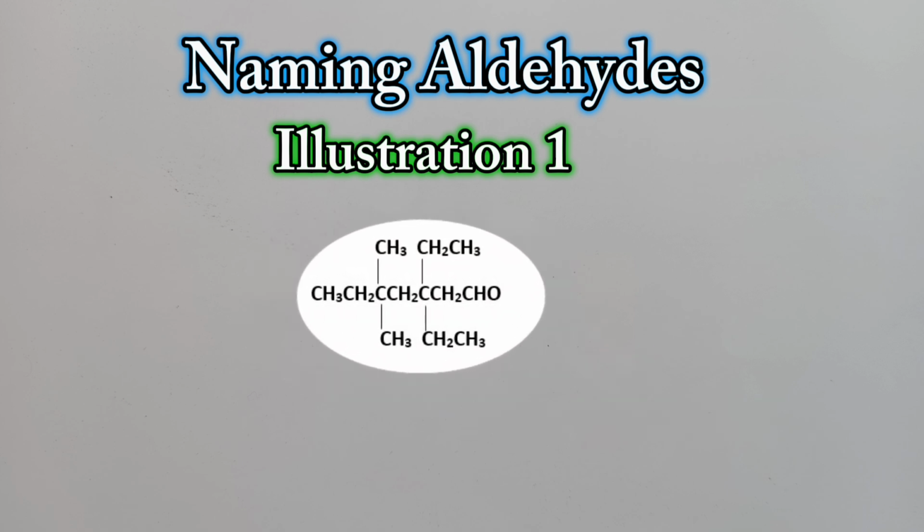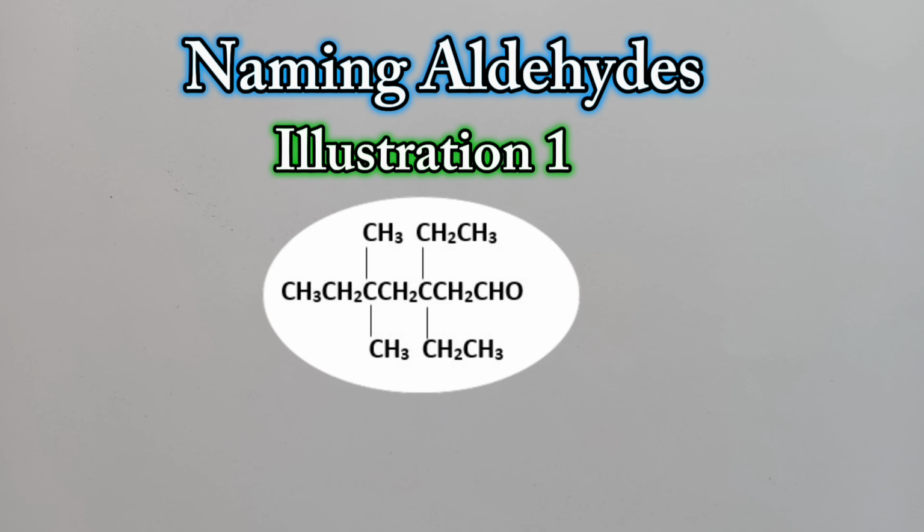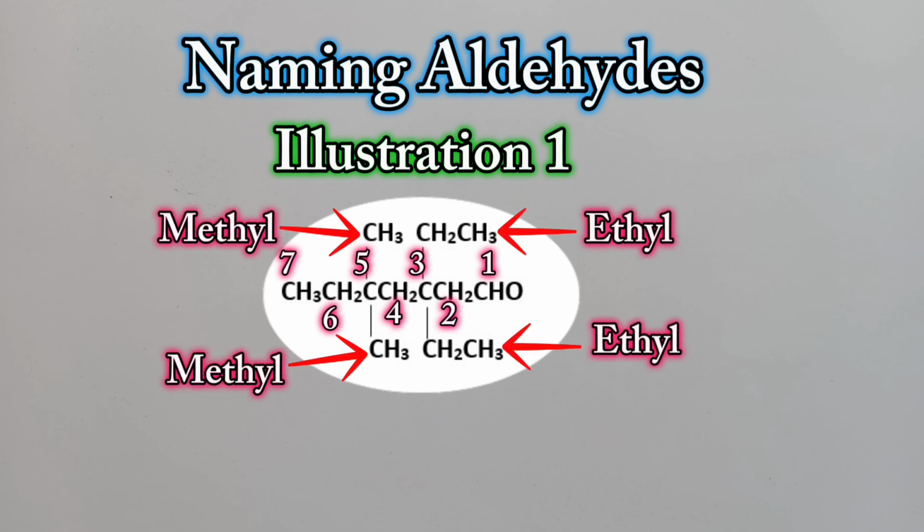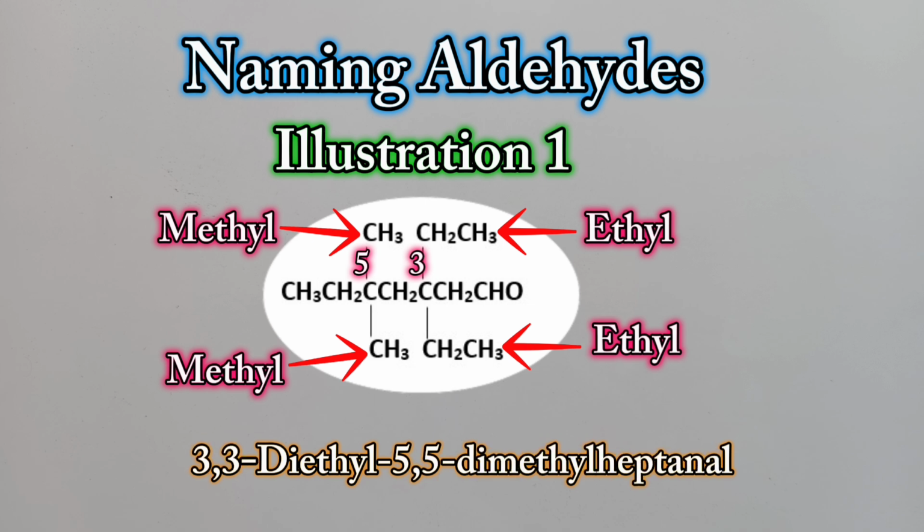The second guideline is that we have to assign numbers to carbon atoms on the parent chain by starting from the carbonyl carbon. This has been done as displayed there. After numbering, realize that we do have two different alkyl substituents, and these are two ethyl groups and two methyl groups. By following the alphabetical arrangement of these alkyl groups, we can therefore write down the name of the displayed compound as 3,3-diethyl-5,5-dimethylheptanal.